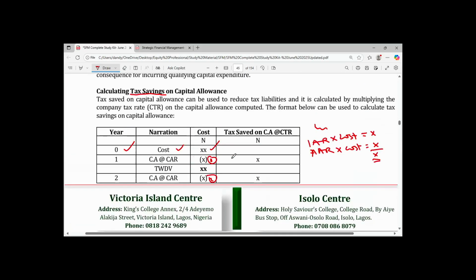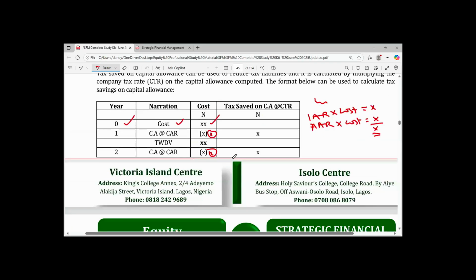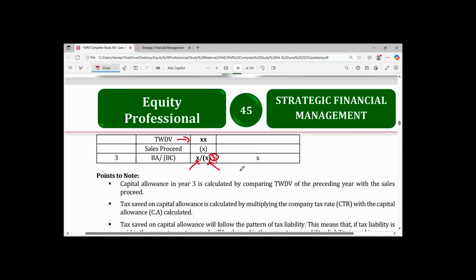Okay, but if I want to use tax saved on capital allowance to reduce my tax liability, in this case, after I've calculated the capital allowance, I need to multiply the company tax rates, CTR, on the capital allowance. All the capital allowance I've calculated here. For example, this is the first year capital allowance. Let's say 30% is the company tax rate. I will say 30% of whatever figure I have here, then I will put it here. I will go to year two. 30% of the capital allowance in year two, I will put it there. I will go to year three, which is the final year in this case.